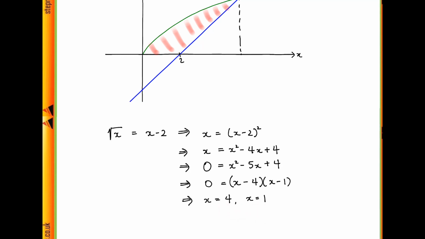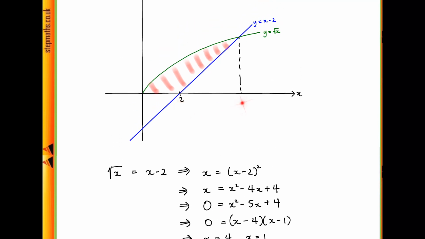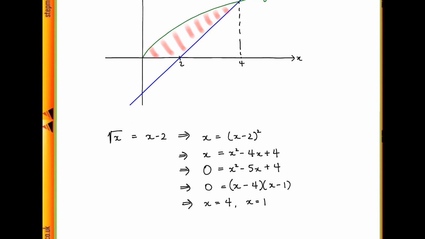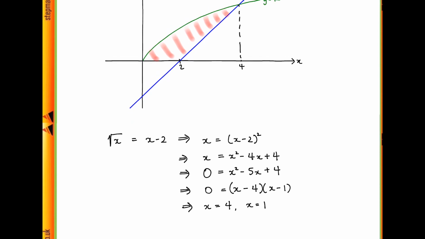Right, well, if x is either 4 or 1, we can see that it's going to be greater than 2. So the point that we're interested in must be 4. And the x equals 1 is actually, if we had drawn the other branch of the square root, x equals 1 would have been this root here.